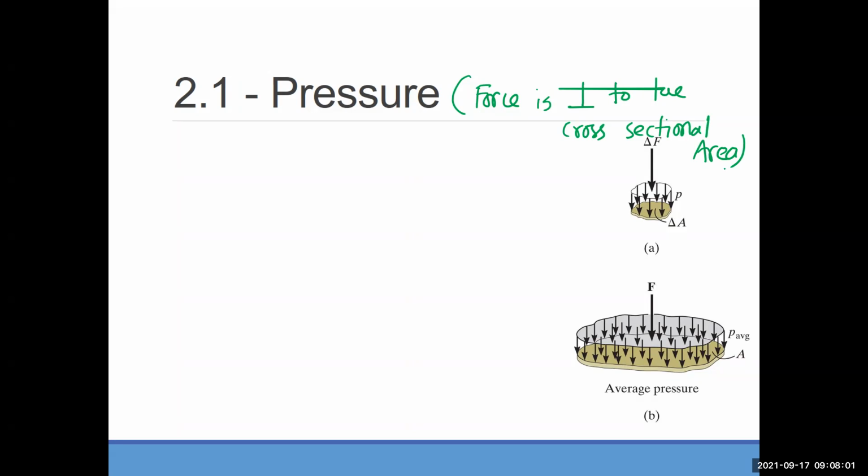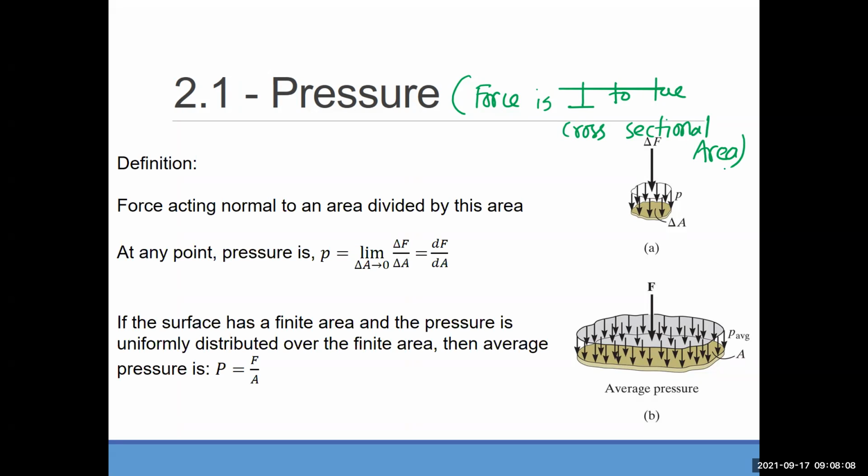We are not discussing shear stress here. From this part, we will discuss the normal stress or pressure. So basically, the definition is force acting normal to an area divided by that area. So if that is the area and that is delta F, at any point the pressure will be the small part of force over that small part of area on which that force is acting. And if we have a surface area where the pressure is uniformly distributed, we will say that the average pressure is capital P equals F over A. And we will mainly use that equation a lot.